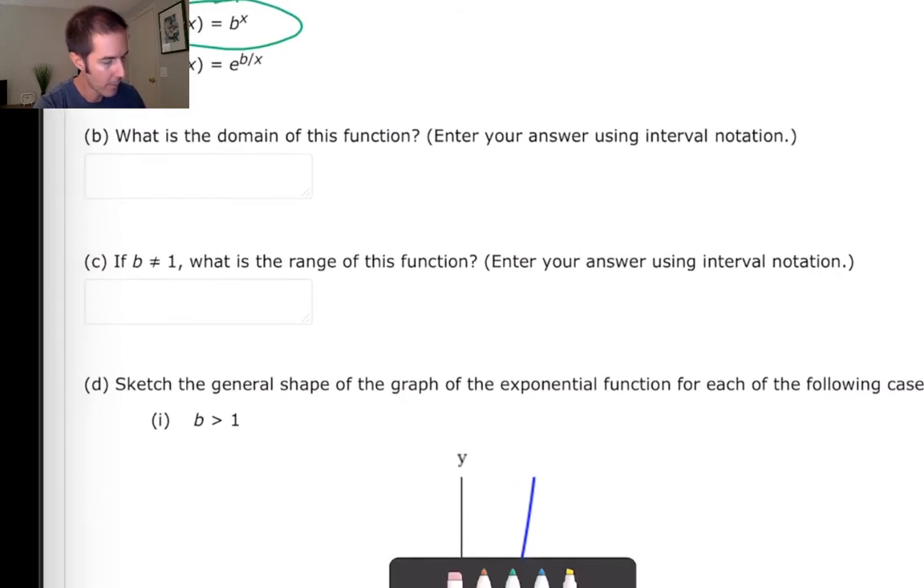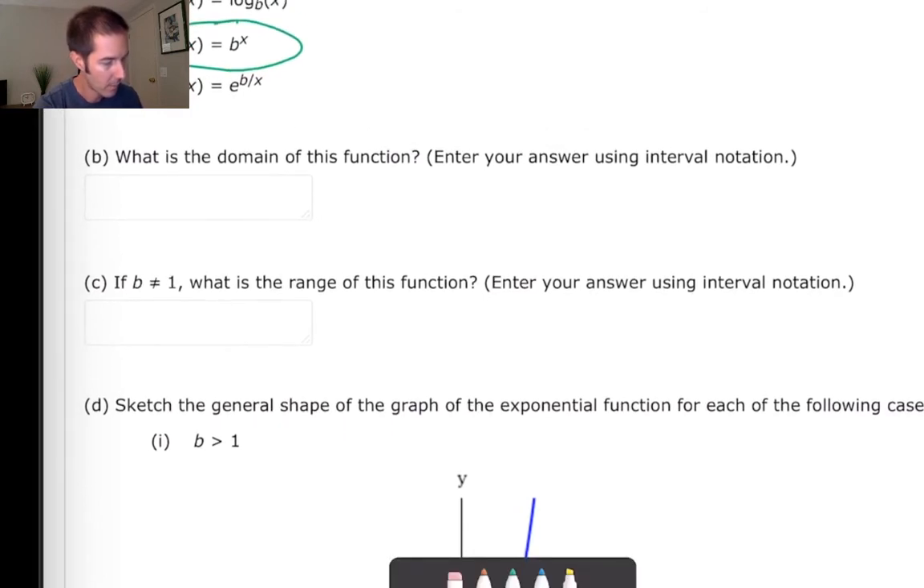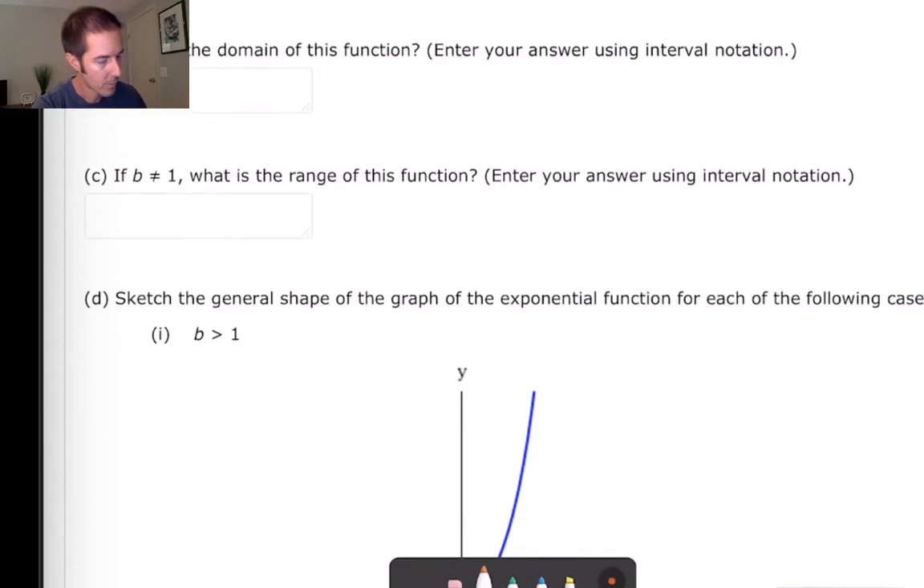I have to enable my pen if I want to write anything. And I have to choose a pen. It's very demanding. So our range here is going from 0 to positive infinity.